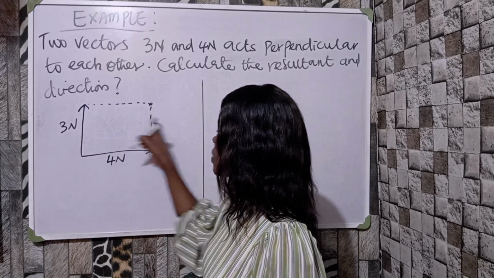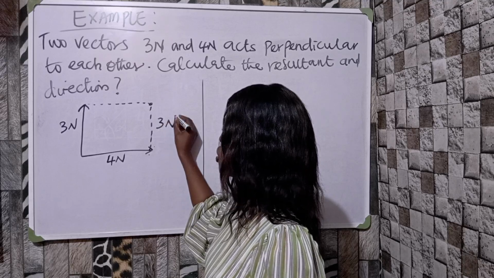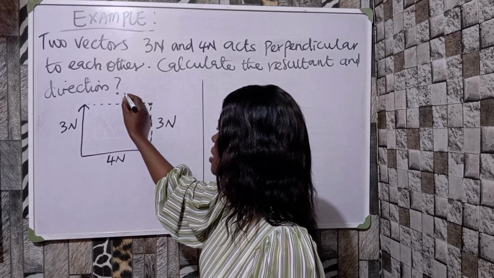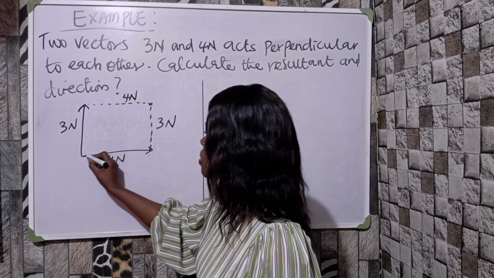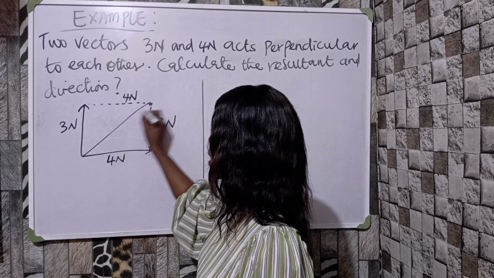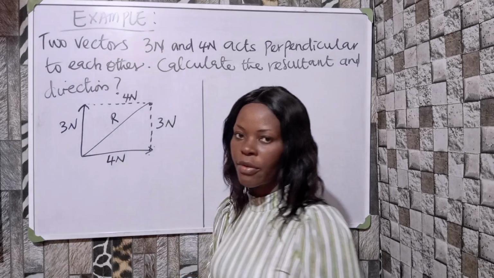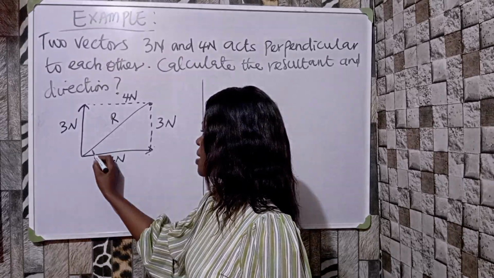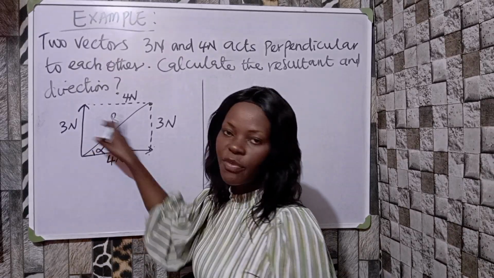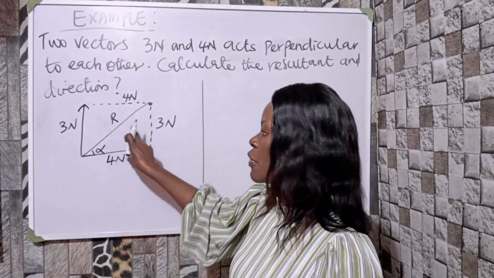This is parallel to this line, so this is 3 Newton. This is parallel to this line, this is 4 Newton. So we join and call the line R, because you're looking for the resultant. I have two triangles, but I'm solving with the upper side.